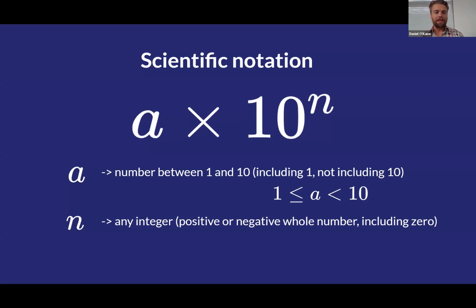So you can have a unit but it doesn't have to be a whole number. It can be any rational number, or it can be a rounded irrational number. So this value of A has to be a rational number between 1 and 10. And then n, this power of 10, can be any integer. So it's got to be a whole number, but it can be positive and it can also be negative, and it can include 0 as well. So that's the formal definition of scientific notation and what it is.